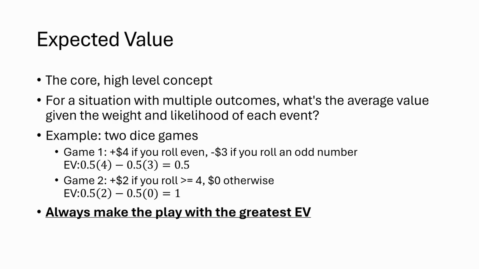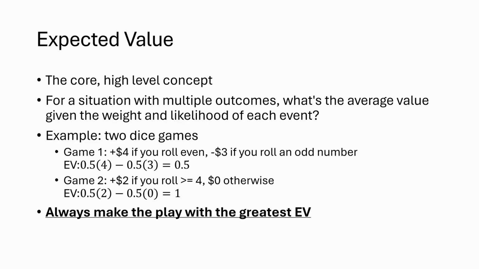Game 2, you get $2 every time you roll 4 or more. Otherwise, you get nothing. So same thing, 0.5 times 2 minus 0.5 times 0. So that's going to be 1.